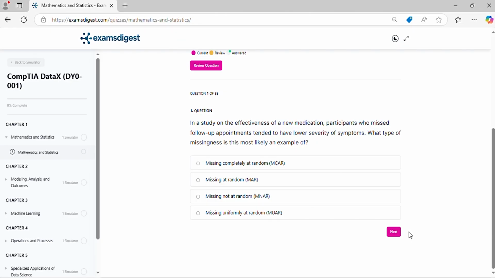Question 1. In a study on the effectiveness of a new medication, participants who missed follow-up appointments tended to have lower severity of symptoms. What type of missingness is this most likely an example of?